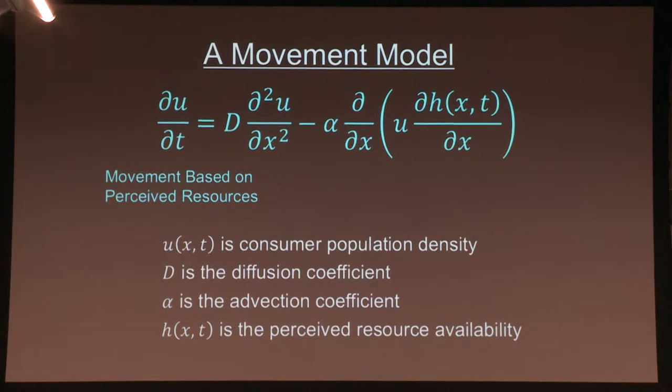It is the idea that there's an equation governing movement based upon perceived resources. There's no reproduction in here. It's simply movement and redistribution. So U is the consumer population density. D is our diffusion coefficient. Alpha is the advection coefficient. And this function H is the perceived resource availability. That's the information on which the movement, directed movement, is being made.